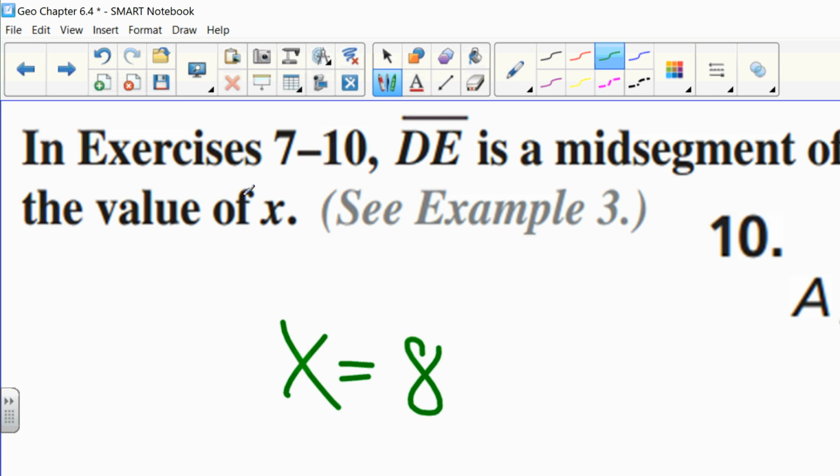Because of the mid segment, yes. If AC was 8, then DE would be 4. But because it's talking about the sides, E is a midpoint, so these two would be the thing. Any other questions on this here?